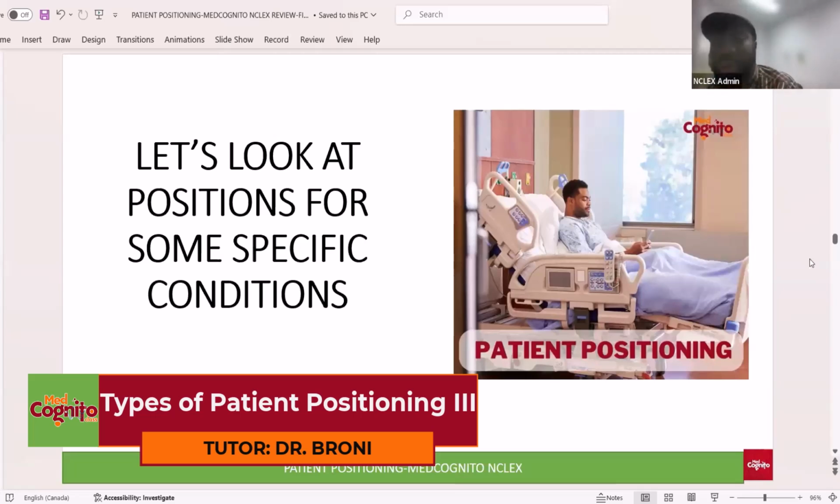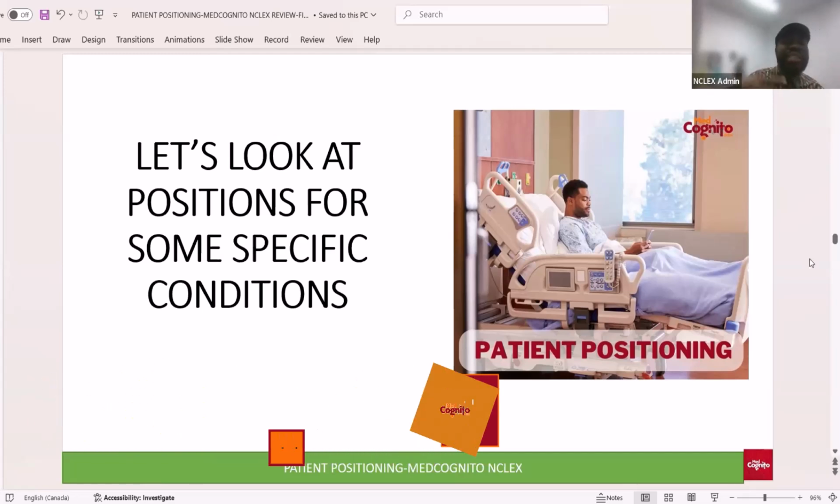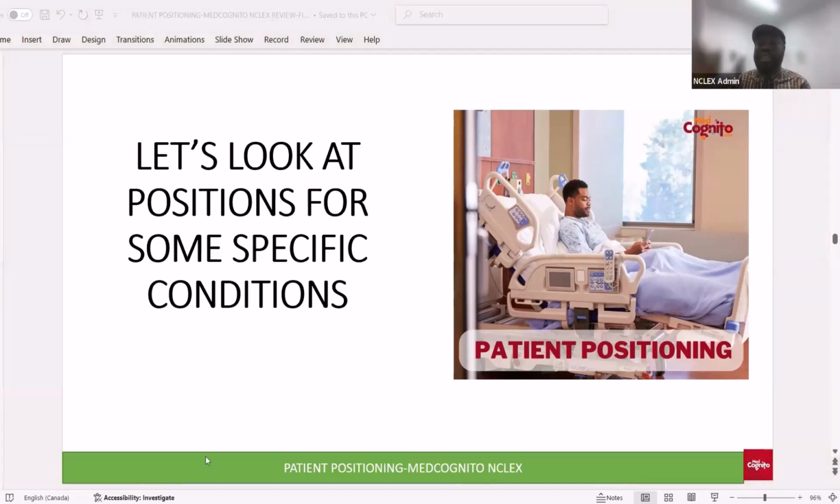Okay. So now that we are done with this, I want us to look at positions for specific conditions. Before we move into these, it is not enough to learn these positions by rote. You must also learn, assuming this client has this unique condition, what position can I put the client in? Okay, so now let's go.